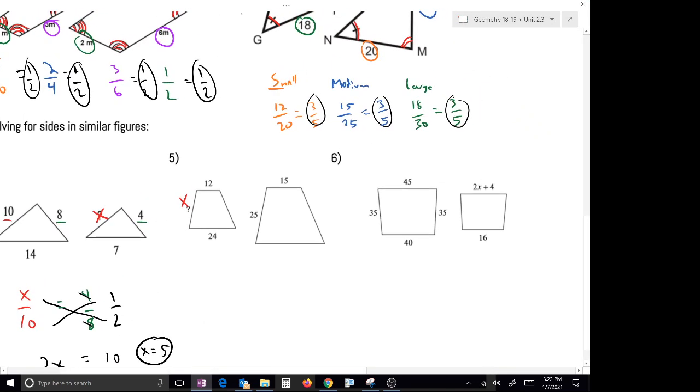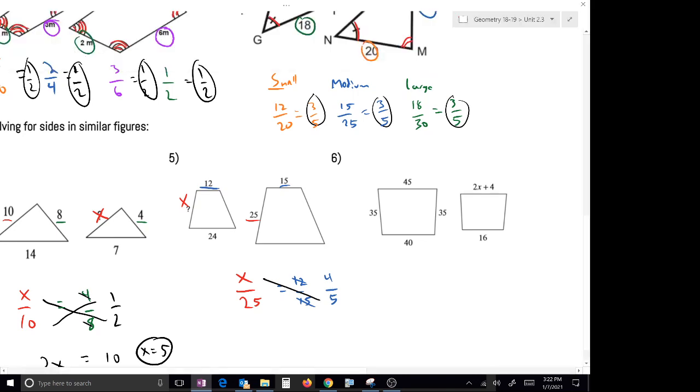Same thing for number 5 here. Setting up our proportion. X is going to match with 25. And the only other two sides I can work with here are the 12 and the 15. This I can simplify, so I should probably do that. Don't have to, but it makes it easier. So 3 goes into both of those. It goes 4 times into 12 and 5 times into 15.